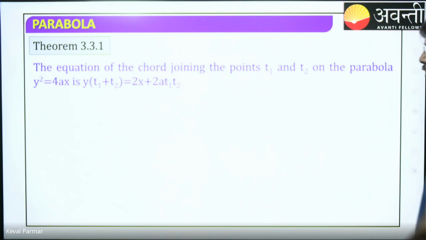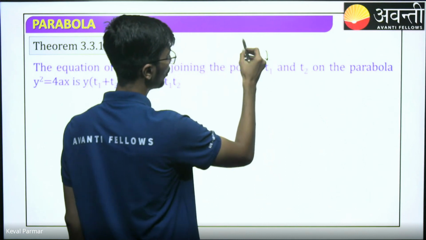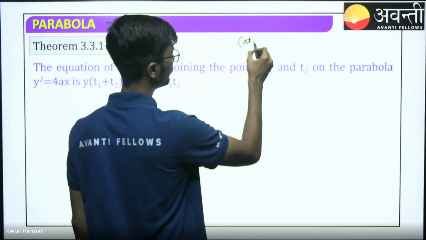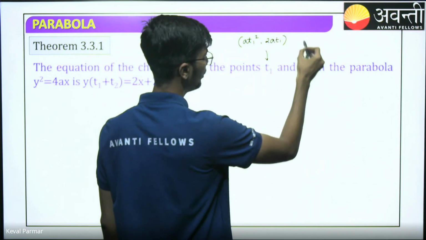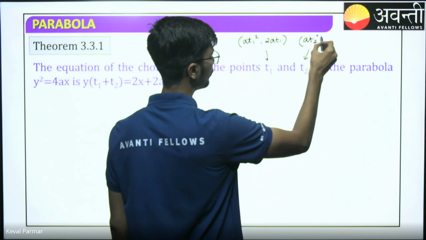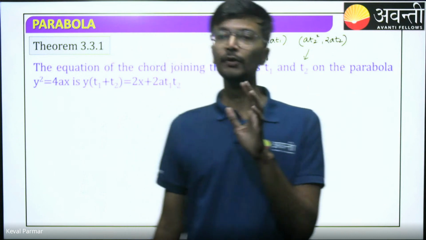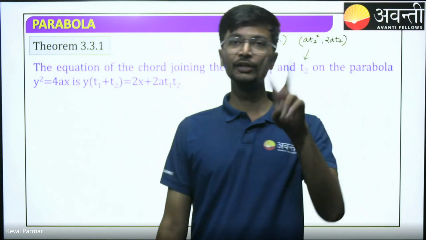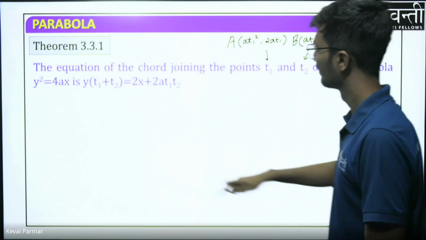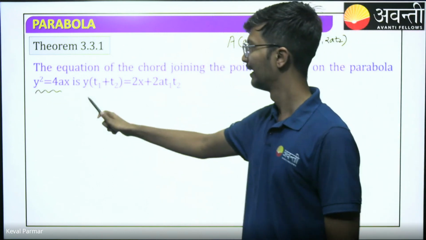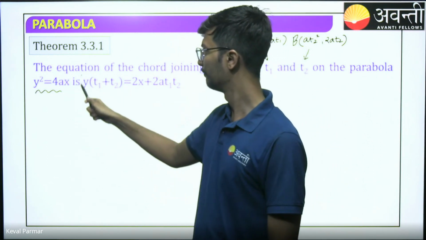The equation of chord joining points. Now, what is meant by t1 point? The coordinates are a t1 square comma 2a t1. Similarly, what is meant by t2? The coordinates are a t2 square comma 2a t2. Now, this is very important. We have to find the equation of chord joining two points. Let's say this point is A and this point is B. The given parabola is y square equal to 4ax, and we have to prove that this is the equation. So a very simple way we can prove it.